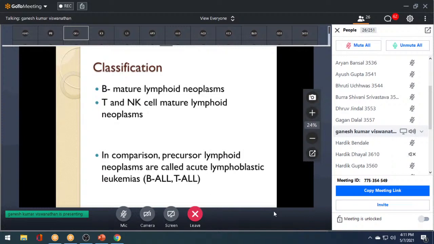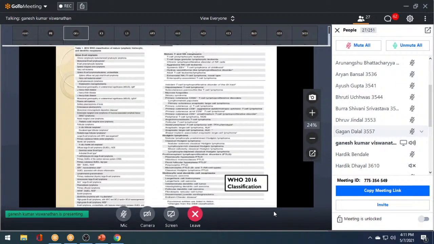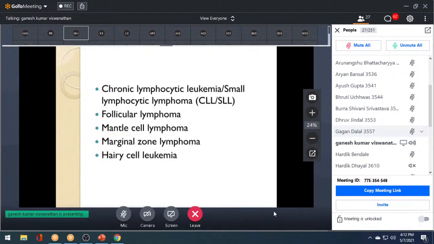So broadly, the classification has been spoken about. It's B, T and NK neoplasms. You have to understand that these are mature lymphomas in comparison to precursor lymphoid neoplasms, which are called acute lymphoblastic leukemias. So when you see blasts that are immature, arising from a stem cell, that is an acute lymphoblastic leukemia, or ALL. This is again the recent WHO classification. Dr. Soumya had shown this. It enumerates numerous entities, but for simplicity and to have a basic understanding, we will mainly study the common lymphoid neoplasms under the category of indolent lymphomas.